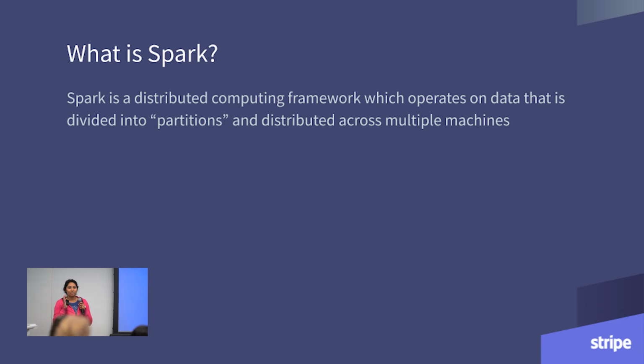So a very brief primer into Spark. Spark, as you know, is a distributed job framework. It basically processes big data, which is divided into various partitions. So this is horizontal scaling, where you can send these partitions into different machines to be processed.